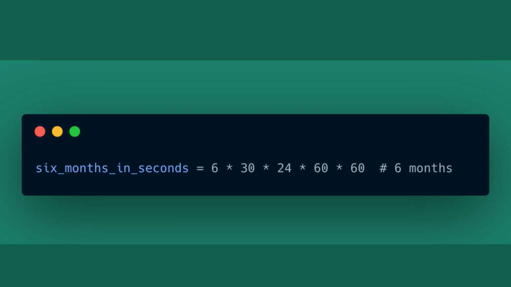Step 2, defining the time limit for 6 months. Next, we define the time limit. 6 months is roughly 15,724,800 seconds. So we'll use that to compare the last access time of each screenshot.